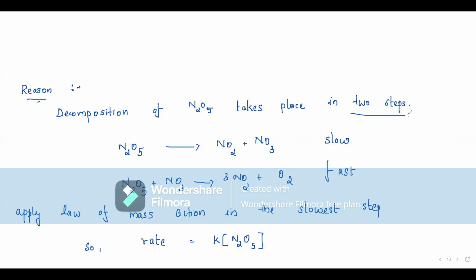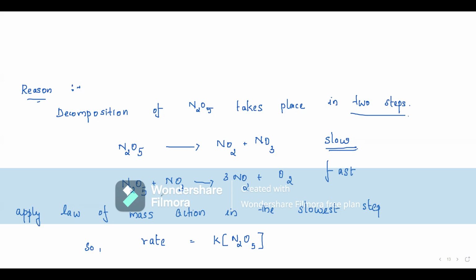In those 2 steps, the first step is the decomposition of 1 mole of N2O5. Out of the 2 moles, only 1 is decomposing. 1 mole of N2O5 decomposes and you get NO2 plus NO3. So after that, 1 NO2 plus 1 NO3 you are getting. And here I have mentioned it is the slow, or the slowest, step of this reaction.